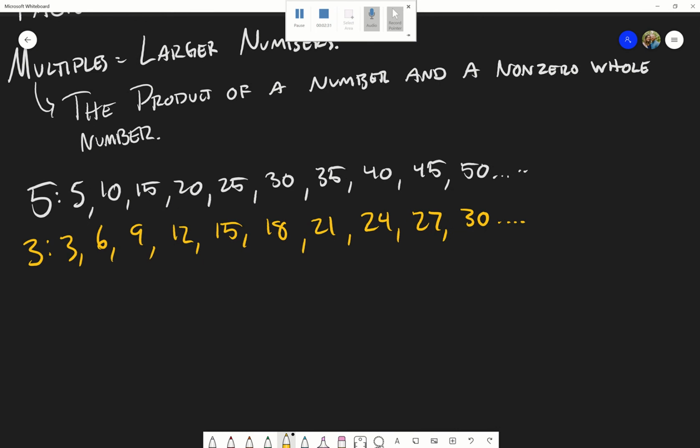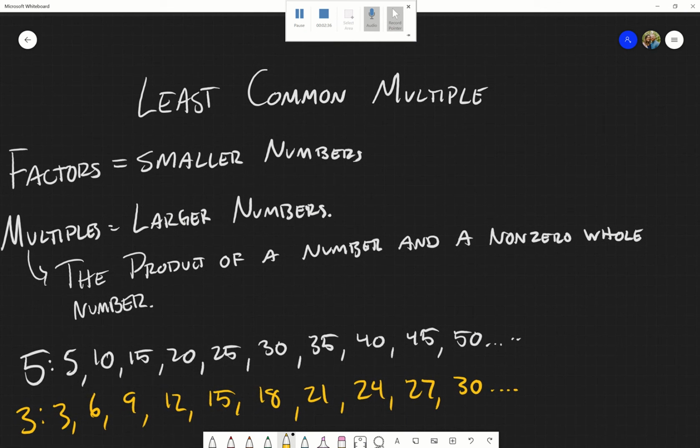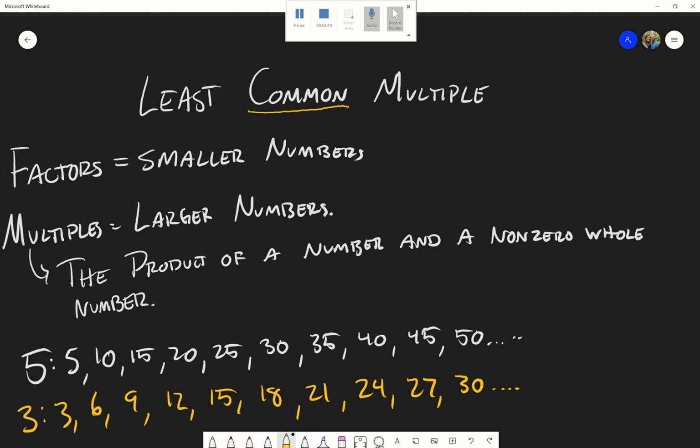But we are looking for the least common multiple. So just like greatest common factor, we're going to be finding the multiples that are in common in 2 or more numbers. But this one, we don't want the biggest number that's in common because we might never find that. We want the first number or the smallest number that is in common between 2 or more multiples.